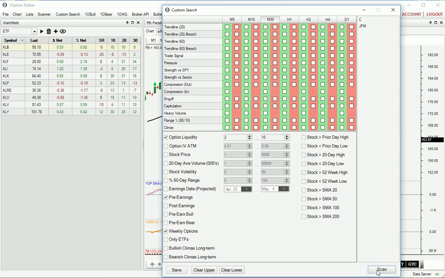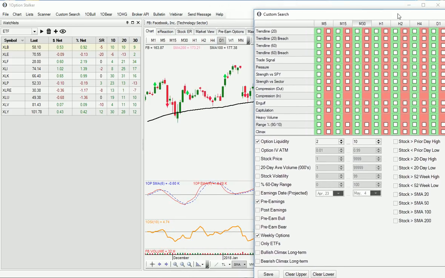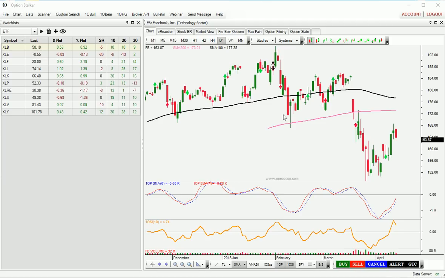And I'll click scan. And you'll see a couple of them. And it's because I've got this option liquidity and weekly options marked, but these are two of them. So we've got Citigroup and JPM are both going to release earnings and have liquid options. I'm going to remove the custom search and show you another feature.